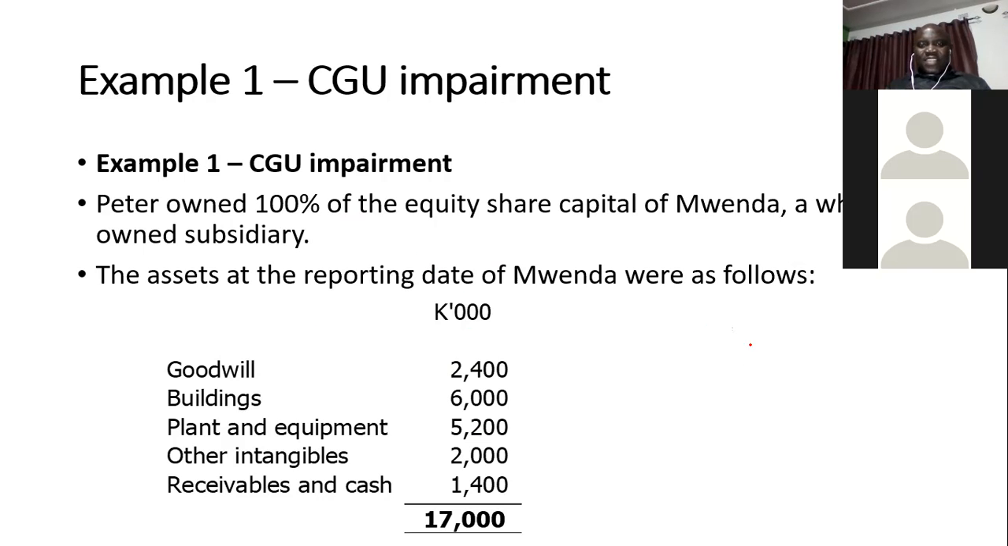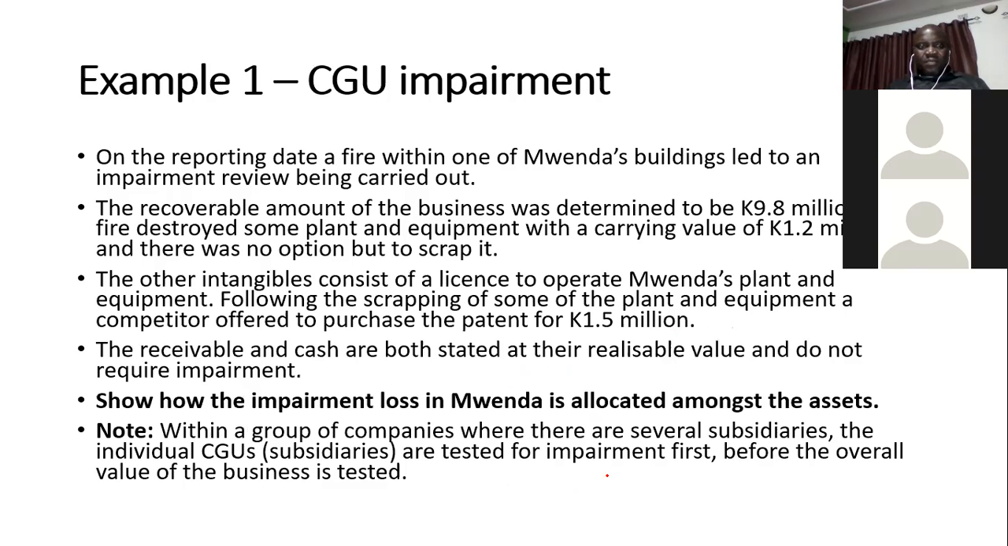So the assets at the reporting date of Mwenda were as follows. Goodwill, you had 2,400. All these giving us 17 million kwacha. Then we are told, on the reporting date, a fire within one of Mwenda's buildings led to an impairment review being carried out. So because of the fire, there was need to perform an impairment review. The recoverable amount of the business was determined to be 9.8.